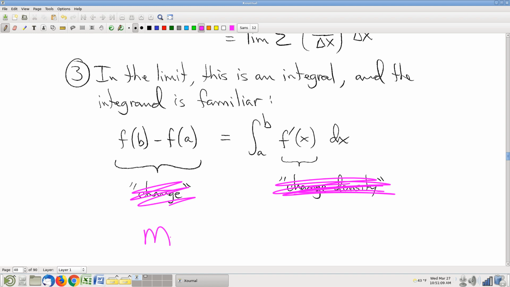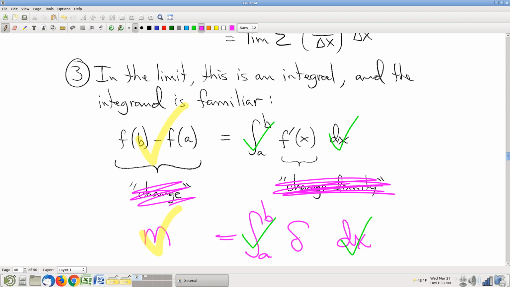Mass is an accumulating quantity, right? Change accumulates, mass accumulates. How do we compute mass? Well, it's an integral from a to b dx, just like that. And it is an integral specifically of this function, delta of x, which of course we know as mass density.